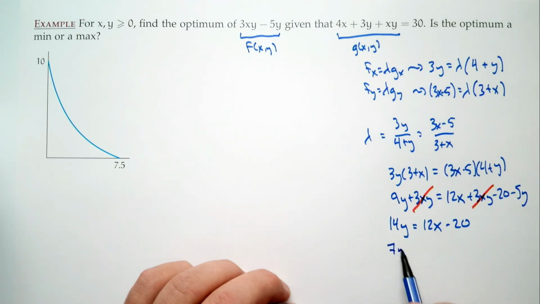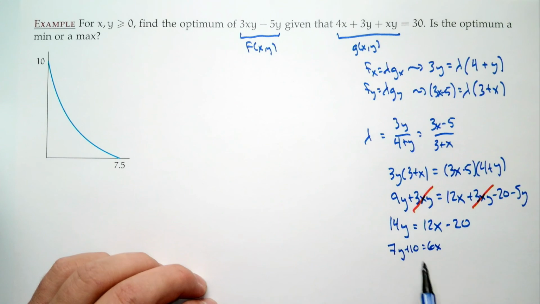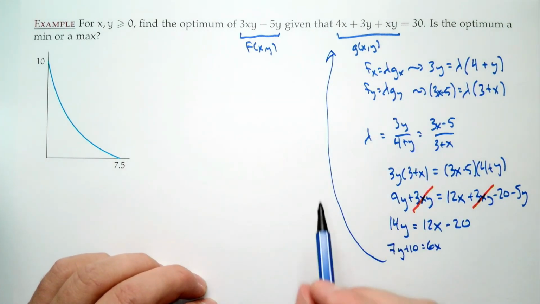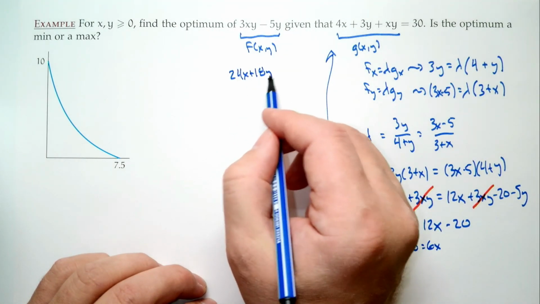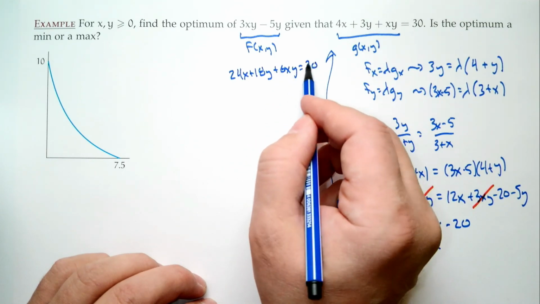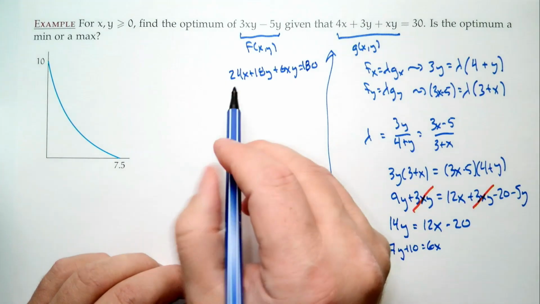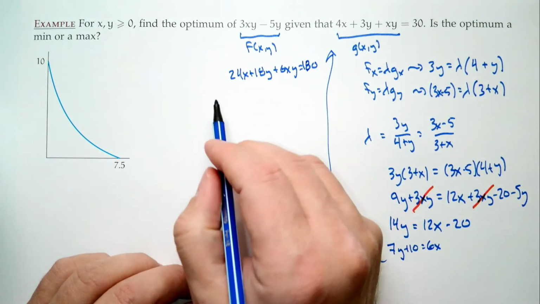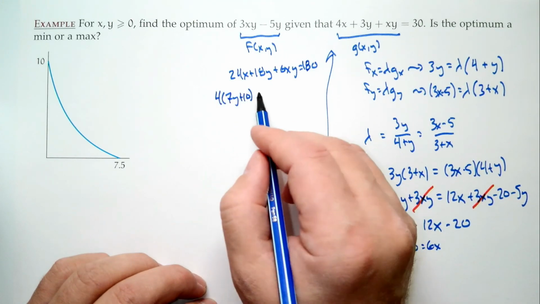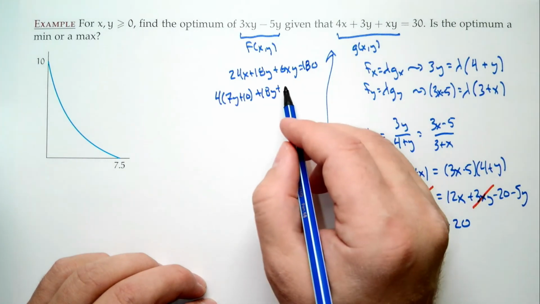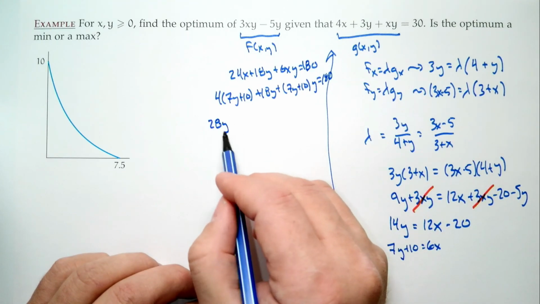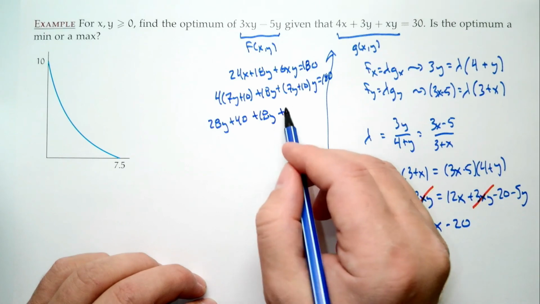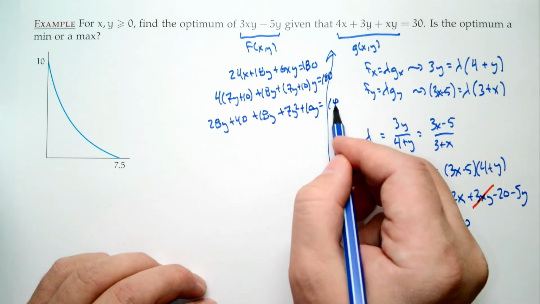So 7y plus 10 equals 6x. I'm just going to divide everything by 2. And now, throw that in up here. How do we throw that in? Well, if I multiply everything by 6, that'll make it a little bit easier. 24x plus 18y plus 6xy equals 180. So we're going to get 6x, that's 4 times 7y plus 10, plus 18y, plus 6x, which is 7y plus 10, times y, equals 180. Okay, 28y plus 40 plus 18y plus 7y squared plus 10y equals 180.